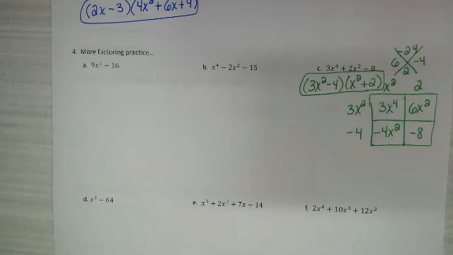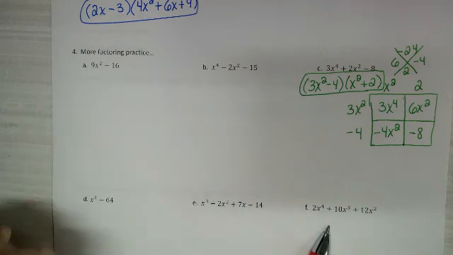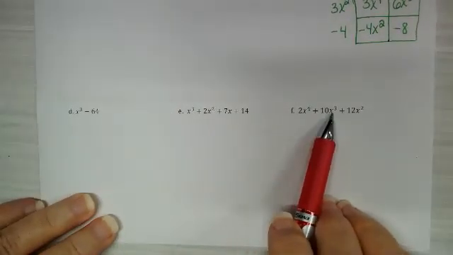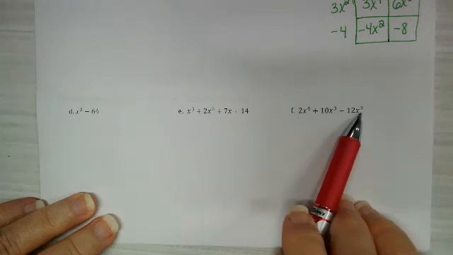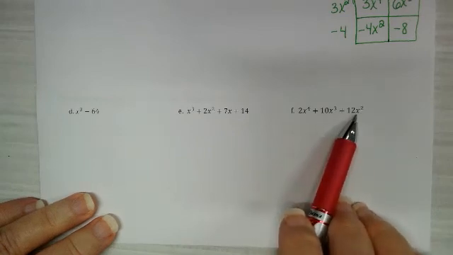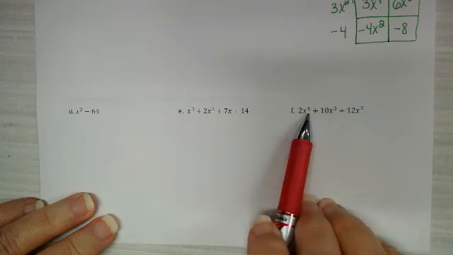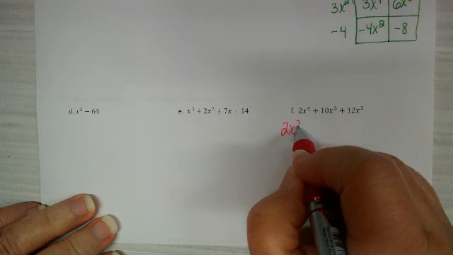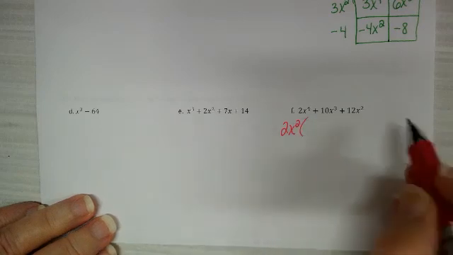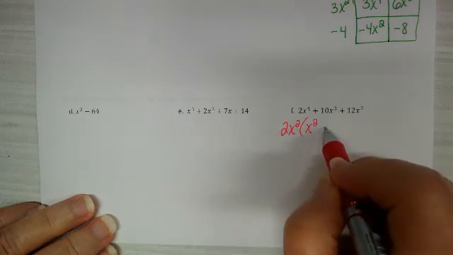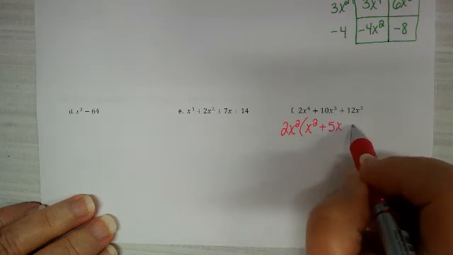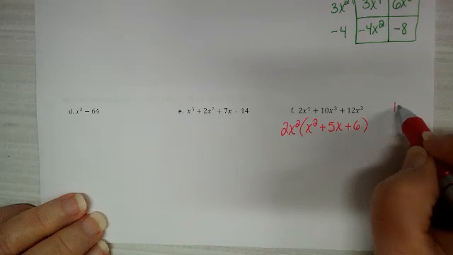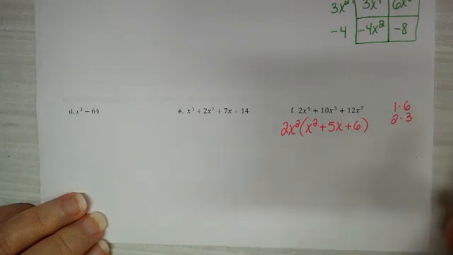All right, let's do one more. Let's do letter F, and whatever didn't get done now becomes your practice. So take a look at letter F. Do you see a common factor? I see some x's. They all have 2 x's, and they're all divisible by 2. So I'm going to factor out a 2x squared, and that should leave me something pretty easy to factor. X squared plus 5x plus 6. Oh, we talked about 6 earlier. Remember, it could be 1 times 6 or 2 times 3.